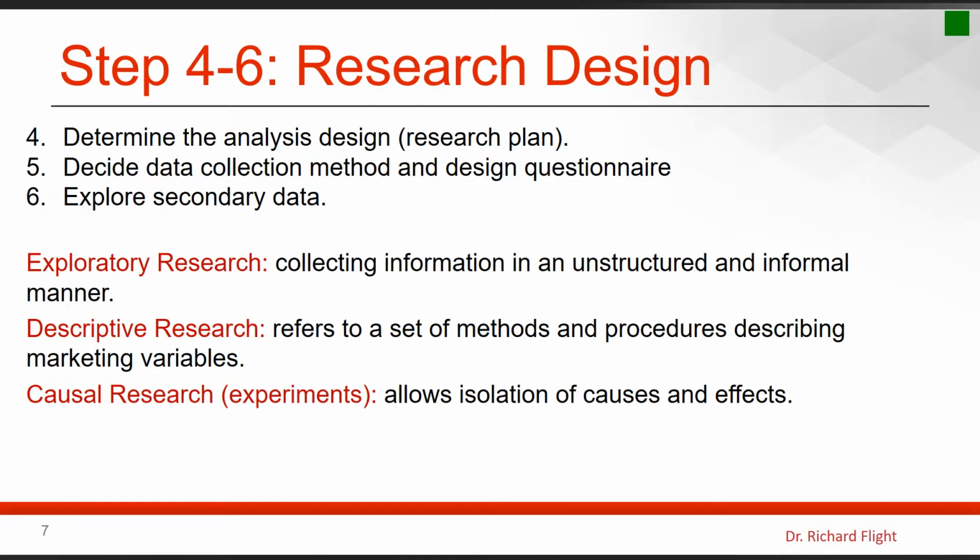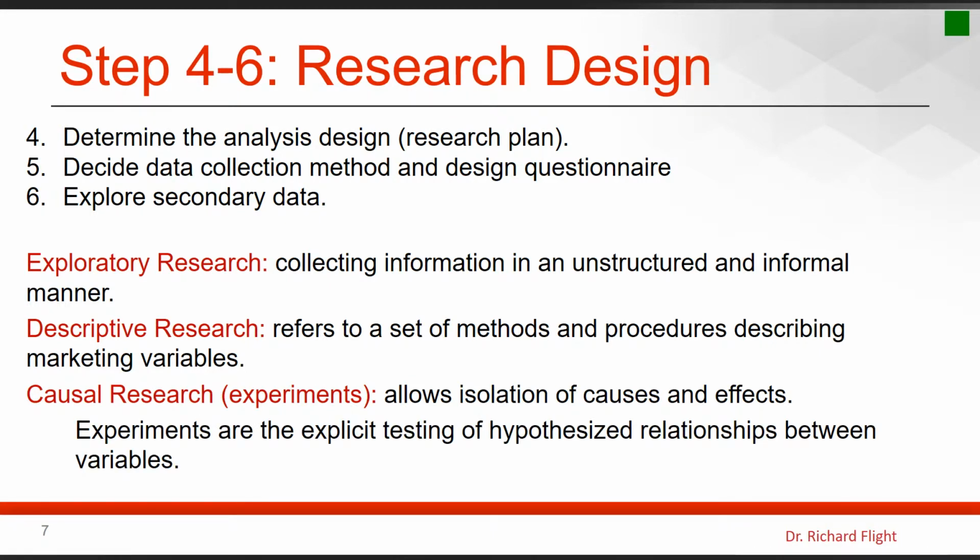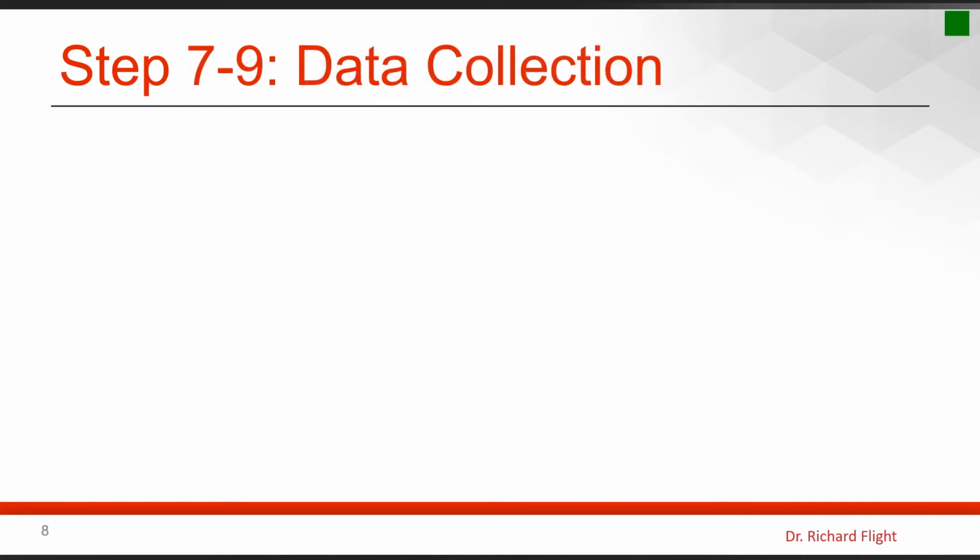Okay, so this 4, 5, and 6 area really is a planning process. It plans out how research will be done, the methods that will be used to collect data, and what form of research we're going to pursue. That brings us up to steps 7, 8, and 9.